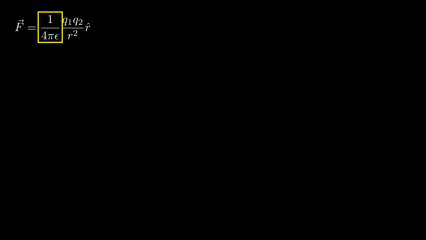This other section is a constant because it's made up of constants. Pi is the usual pi, 3.1415. Epsilon is known as the electric constant, which makes you understand how important it is in the world of electricity, and its value depends on the material in which two charges are located.